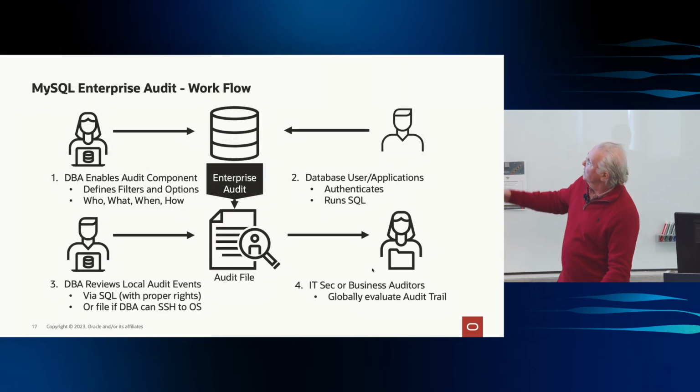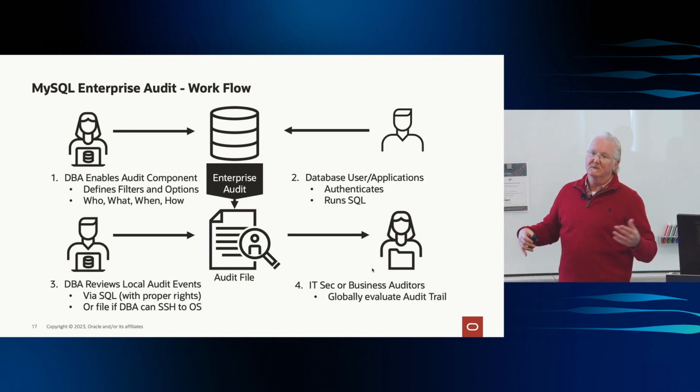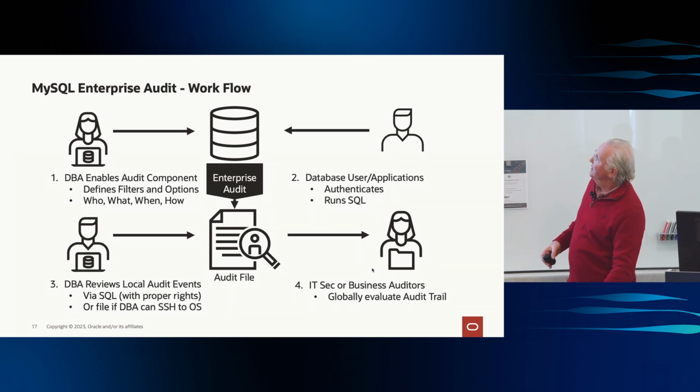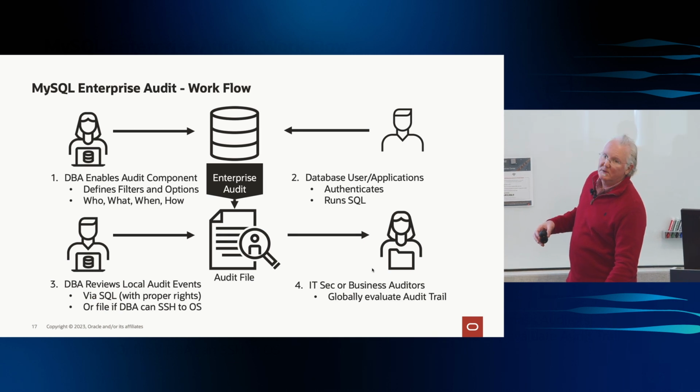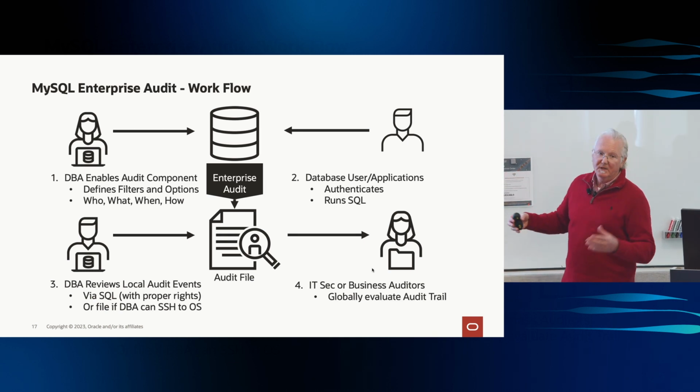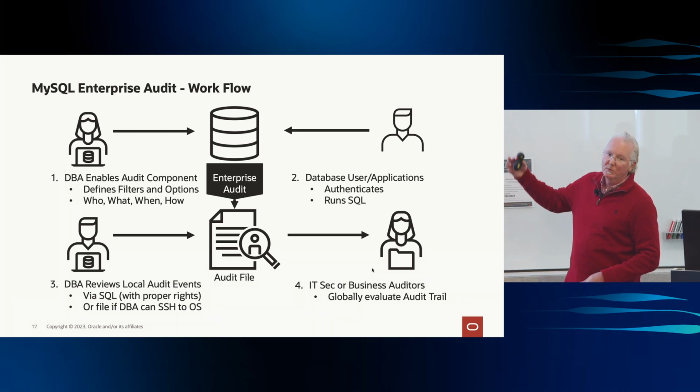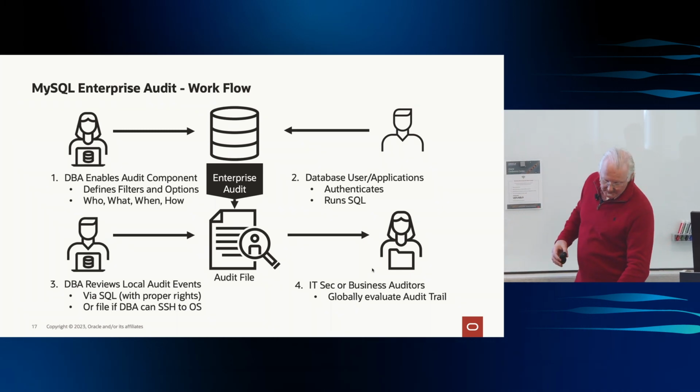And so the workflow is you install it, so it's just install plugin, audit, you call a create filter with some JSON that defines what you want to audit, and then you bind it to which users you want to be audited.